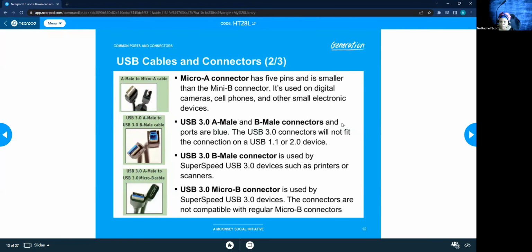Okay, here's another USB cables and connectors slide. And Rena, can you read this one for me? Rachel, I'm sorry about that.